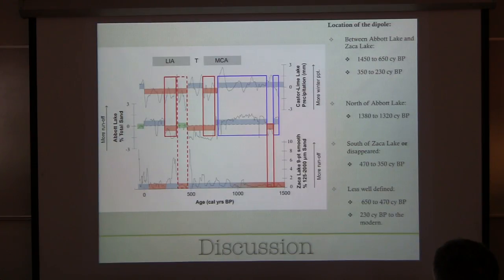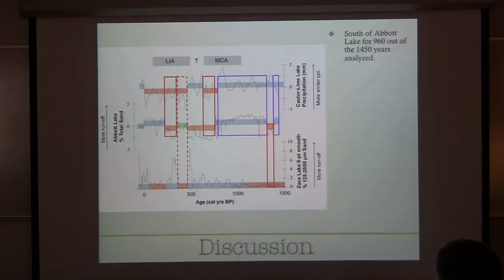But we can't define the dipole for the entire record. All the areas that are not highlighted, we couldn't really say where the dipole is at because there wasn't a clear phasing. Because Abbott Lake is in between the 2 records, it should always be in phase with 1. At these time periods, it's not. So we can't really say where the dipole's at.